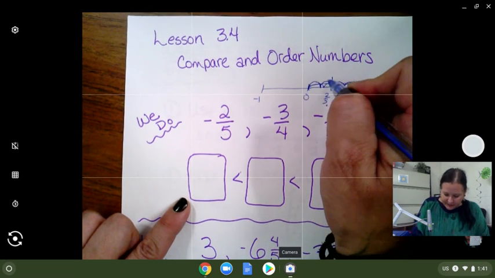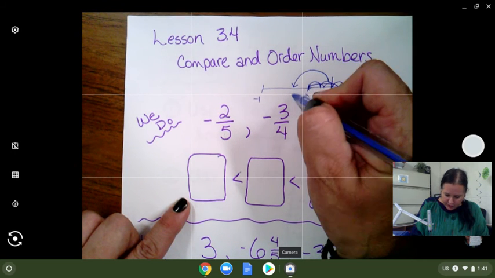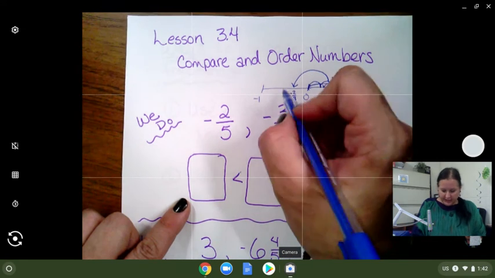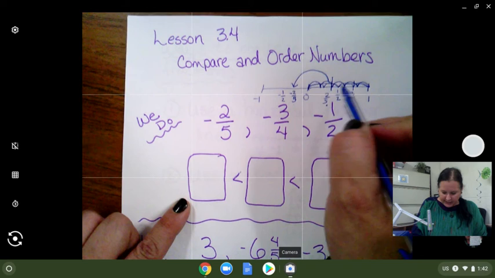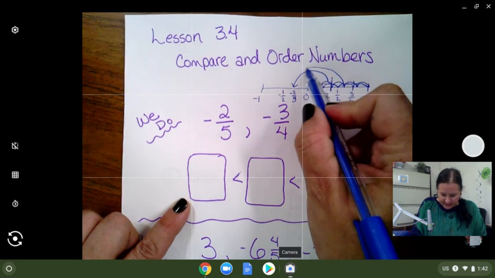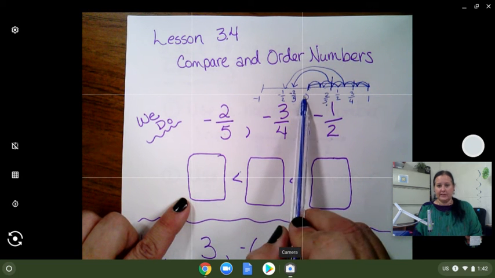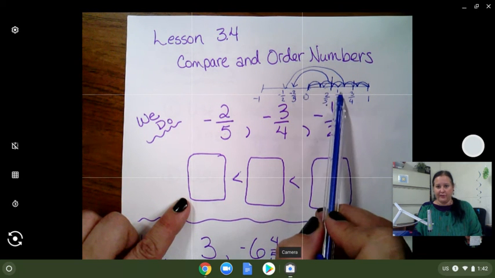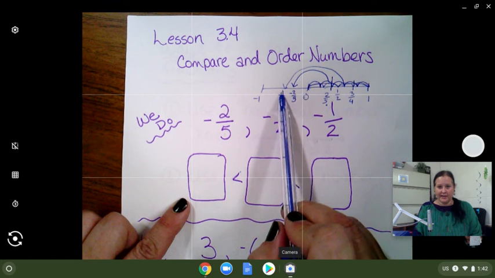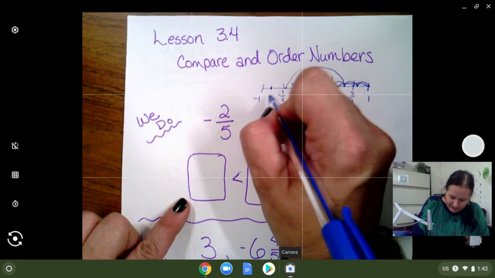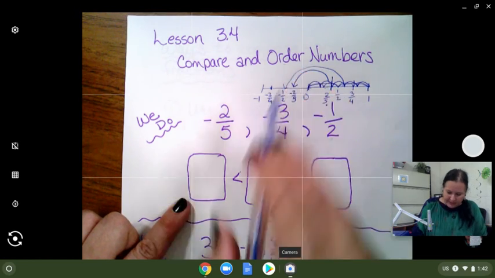But when you flip this all to the other side, -2/5 is actually larger than -1/2, because you have to flip this so that it is equidistant from 0. So halfway is half here. This is halfway to the -1. Then we have 3/4. Our -3/4 is going to be down here.